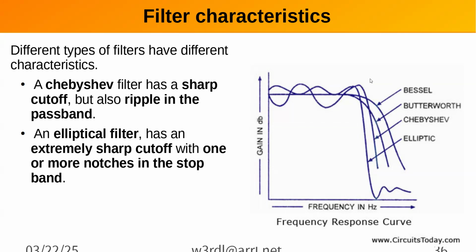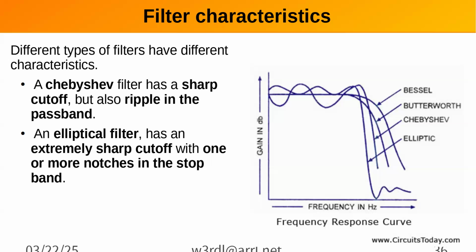We've got Bessels, Butterworths, Chebyshevs, and elliptics. For the exam, we only care about Chebyshev and elliptic. And they're very similar. The elliptic has steeper skirts, but it has less passband ripple. The Chebyshev has more passband ripple. The elliptic has basically ripple in the stop band.